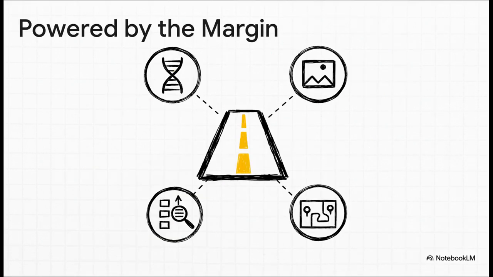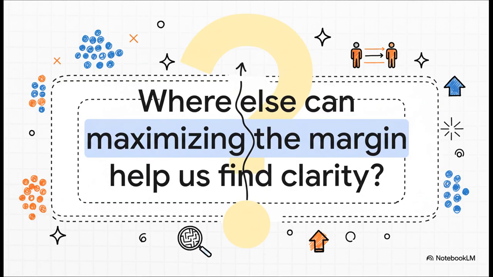This one core idea, maximizing the margin, is the engine behind an incredible variety of real-world tools. It's used for things like finding specific genes in the long strand of DNA, automatically adding tags to images, ranking the results you see in a search engine, and even figuring out the shortest, most efficient path through a complex network. It's everywhere.